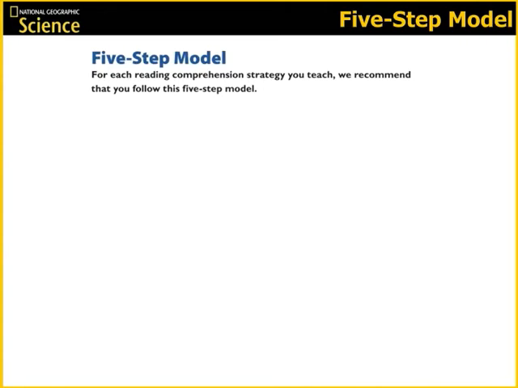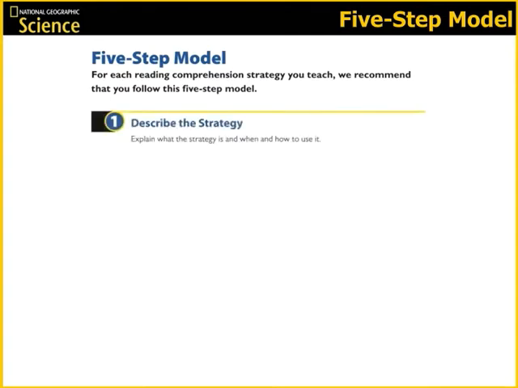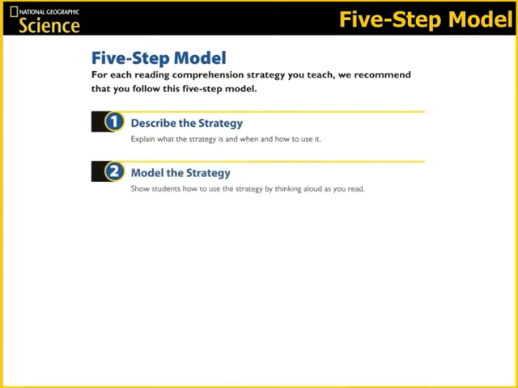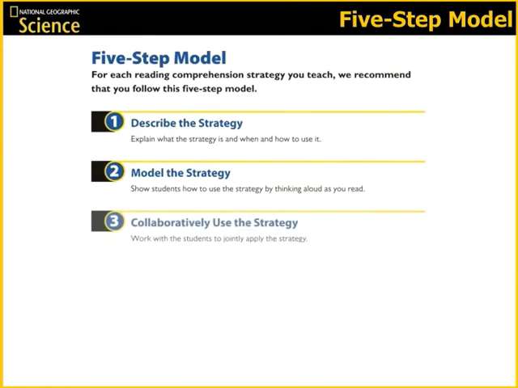Each of these strategies is taught using a 5-step gradual release instructional model. Based on a gradual release of responsibility, teachers initially assume all of the responsibility for using a particular strategy, then they fade out as students fade in and assume responsibility for using the strategies. The first step is to describe the strategy by explaining what the strategy is and how to use it. Step 2 is to model the strategy, showing students how to use the strategy by talking aloud as you read.